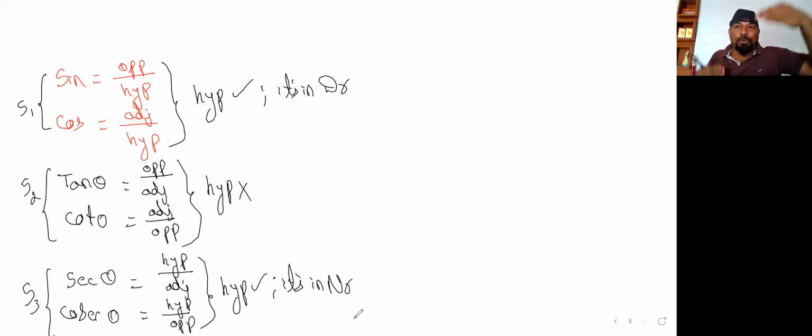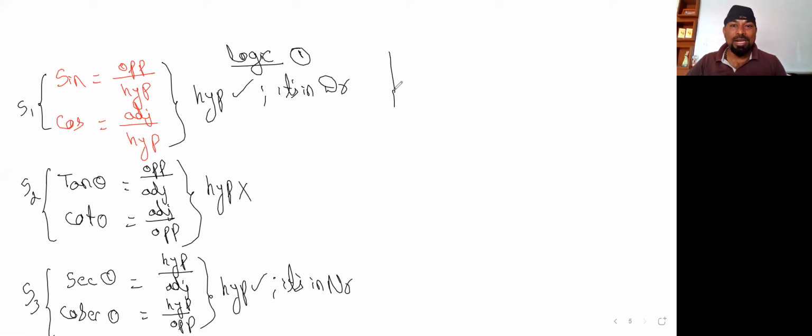6. The relation between opposite, adjacent, and hypotenuse. First set, sine and cos: hypotenuse is there, but it is in the denominator. Set 2, tan and cot: hypotenuse is not there. Set 3, sec and cosec: hypotenuse is there, but it is in the numerator. That is the first logic. You have to remember this as logic 1. Okay, I am ready to give logic 2 also.